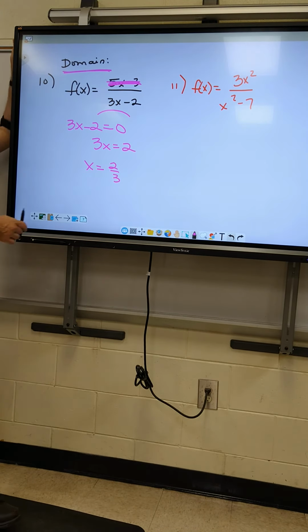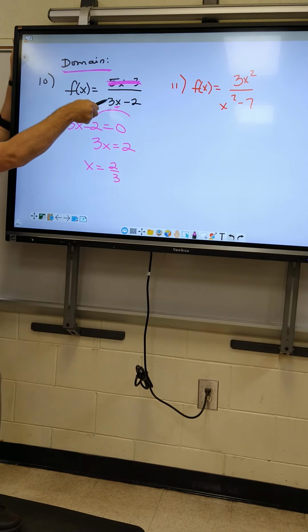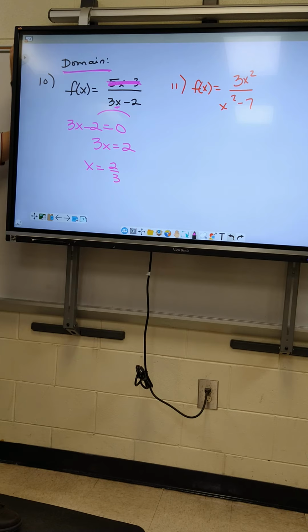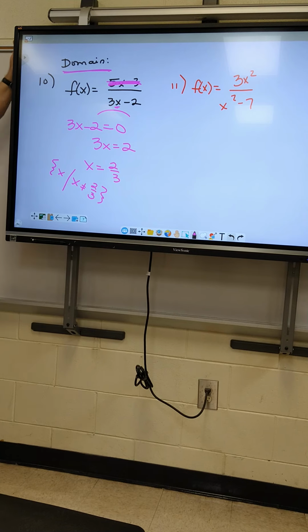So here's the deal. If I plug that in my problem, it's going to give me a 0 on the bottom of the fraction. And we know we can't have a 0 on the bottom of the fraction. So for all your x's you could have on this problem, do not plug in 2/3. So you write x cannot equal 2/3. All right, y'all try 11 just like we did number 10.